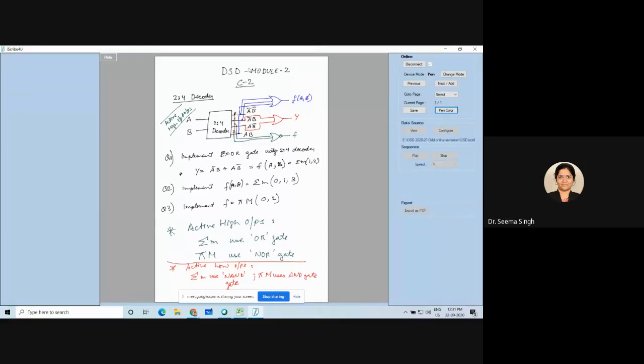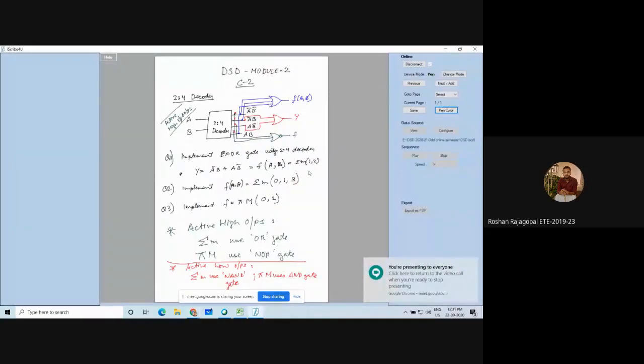So please write these points and put them in a big box in your notes: active high output requires an OR gate for minterm, a NOR gate for maxterm, and active low output requires a NAND gate for minterm and an AND gate for maxterms. Okay, is this clear to you people? Clear or not? I think it's not clear, huh? If you have any doubt, you can ask me.